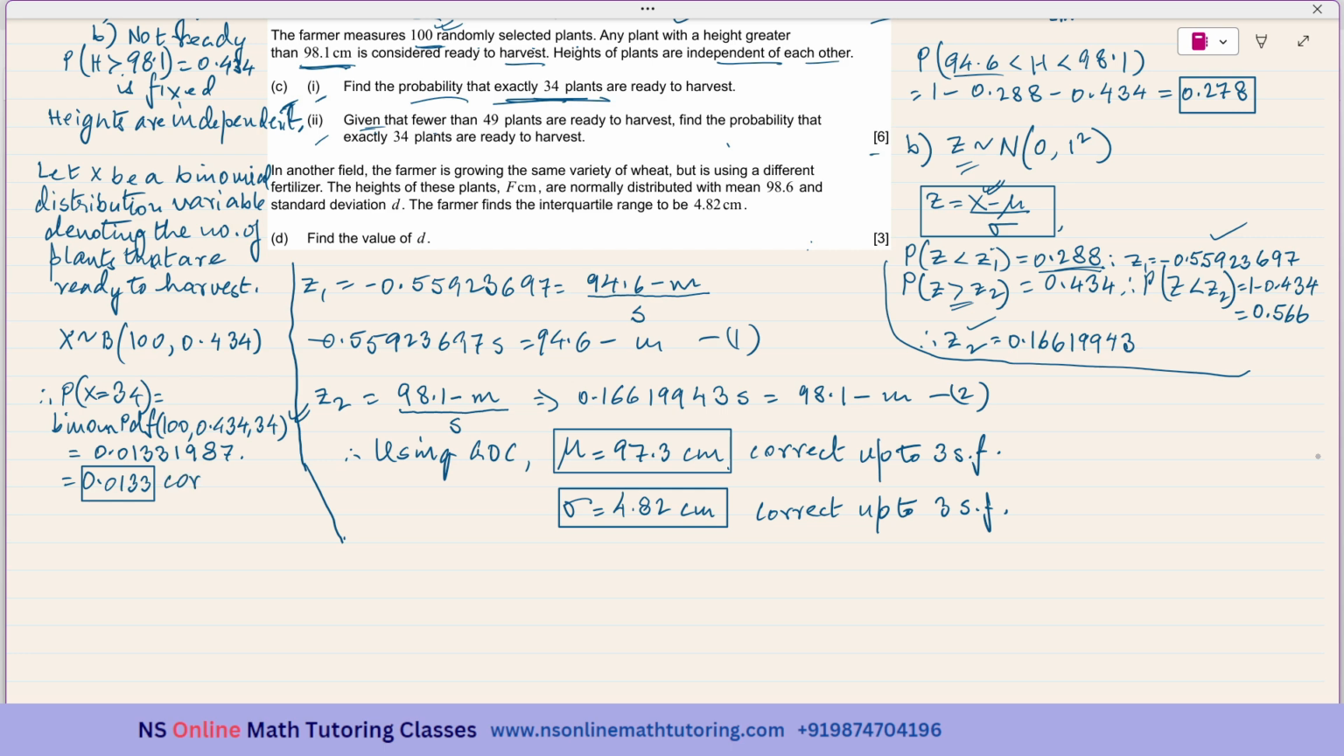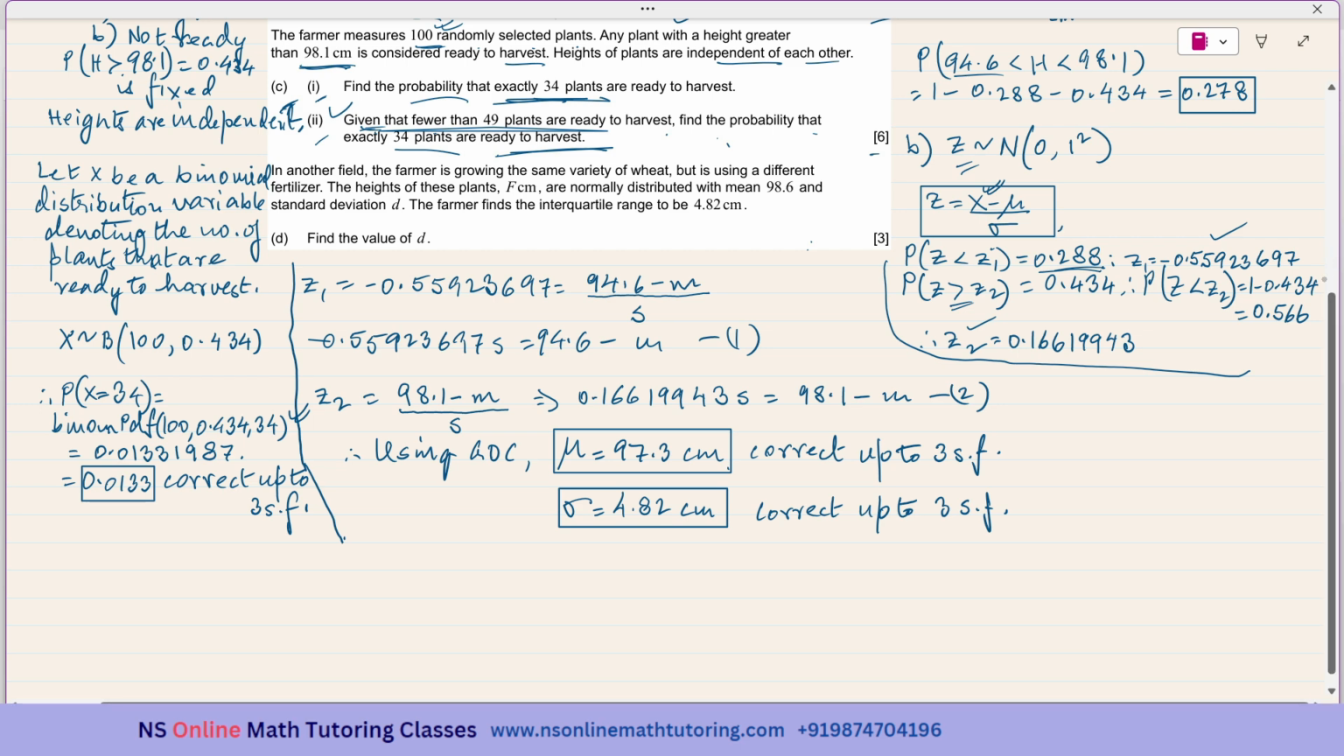Correct? Up to 3 significant figures. Now coming to subpart II. Given that fewer than 49 plants are ready to harvest, find the probability that exactly 34 plants are ready to harvest. Whenever you have a "given that" and then some condition, you have to use the conditional probability. So we will be using the conditional probability.